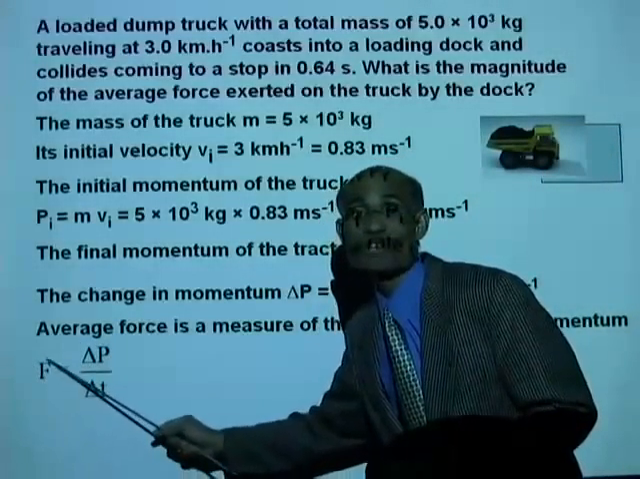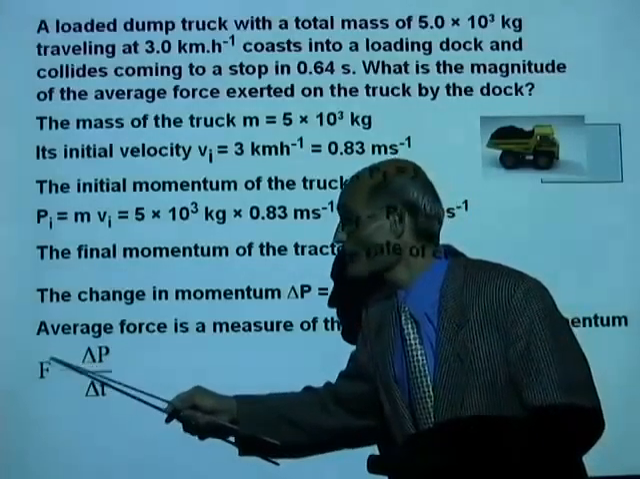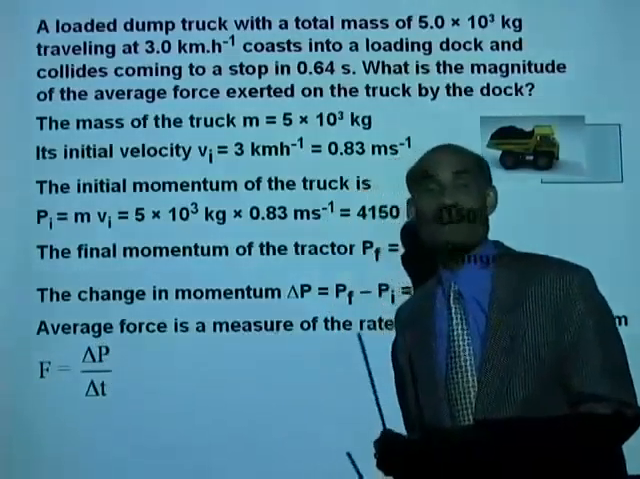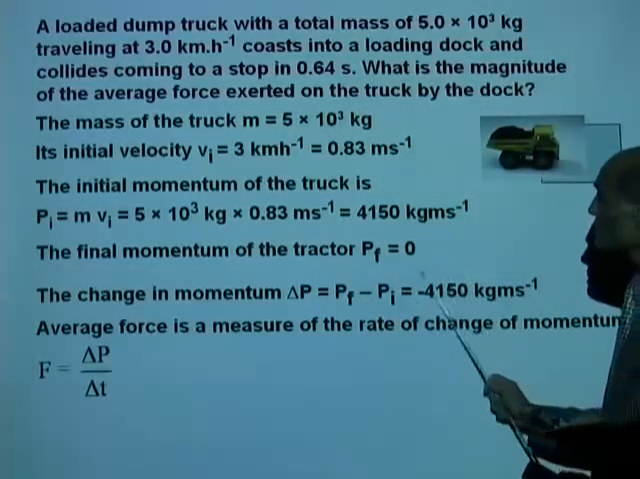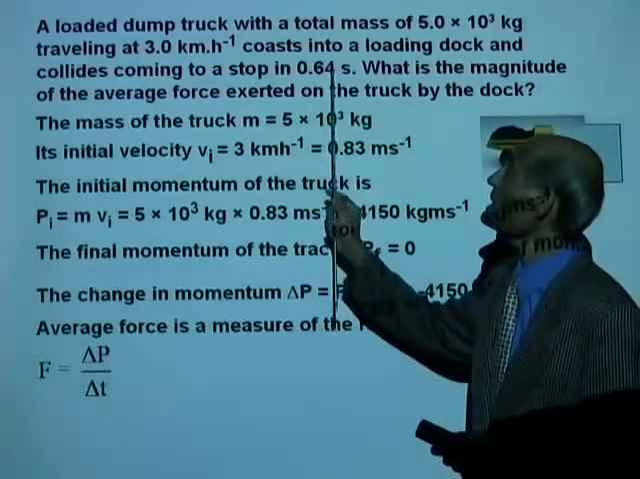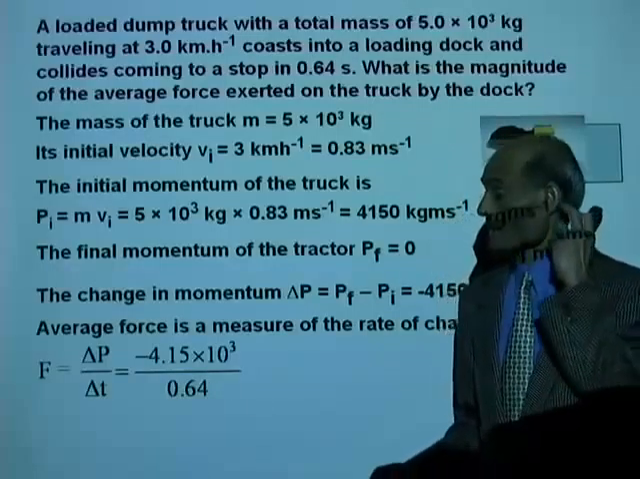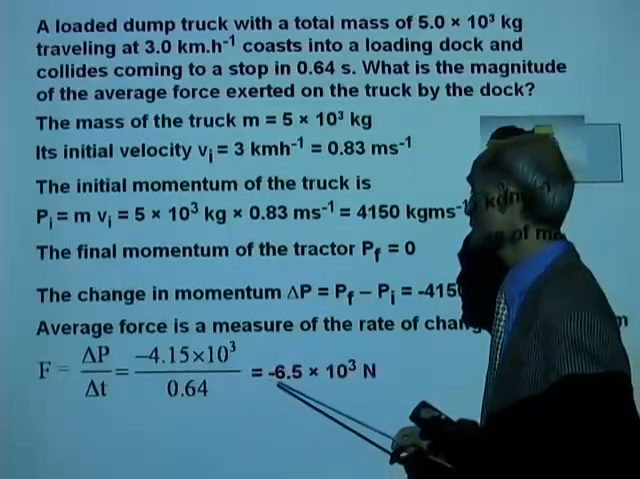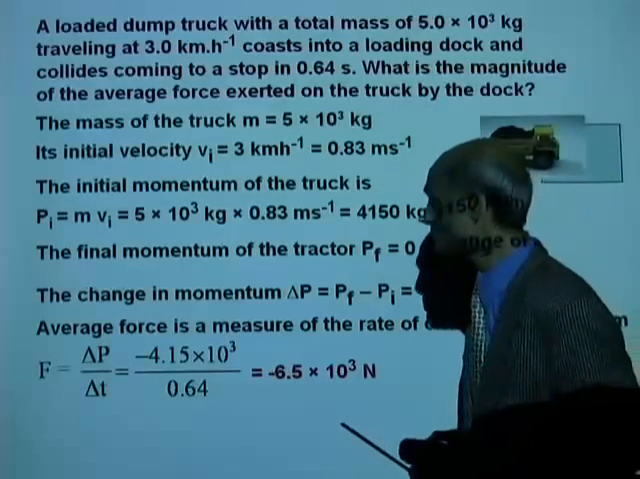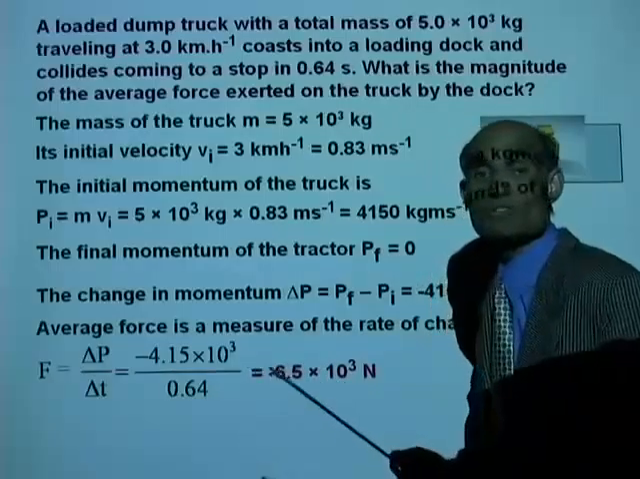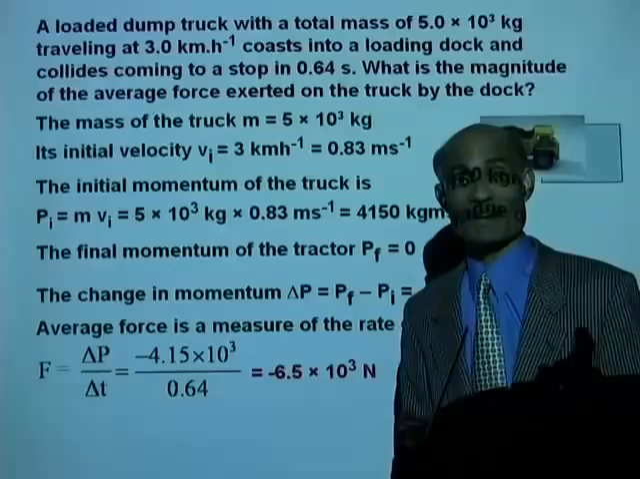Therefore, force is a measure of the rate of change of momentum. F equals delta P divided by delta T. We have delta P is negative 4,150. Delta T is 0.64 seconds. Therefore, the force equals negative 6.5 times 10 to the 3 Newton. This is a measure of the force applied by the dock on the truck.